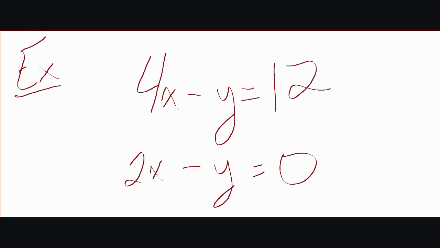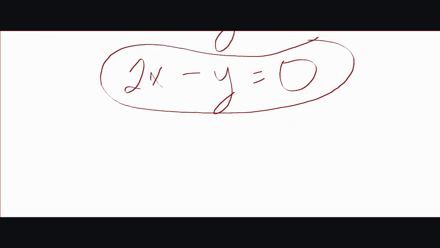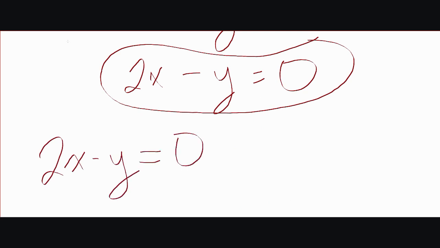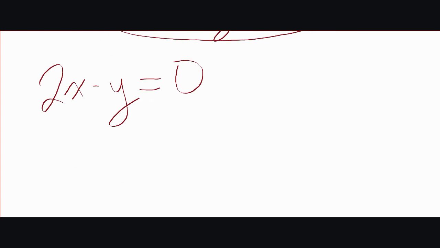So remember, with substitution, we can pick either equation to start. So pick whichever one is easier for you. I personally like the look of this one here, 2x minus y equals 0. I like it because the numbers are smaller. You can choose either one. So if we look at 2x minus y equals 0, we want to solve for one of the variables. We can solve for either variable in this case. I'm going to solve for y.